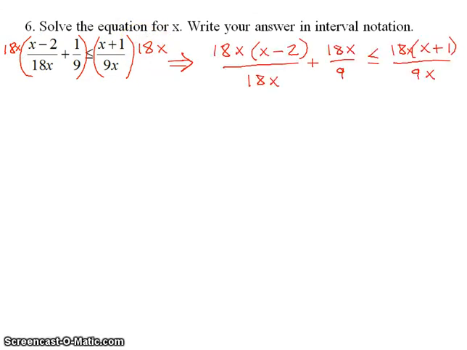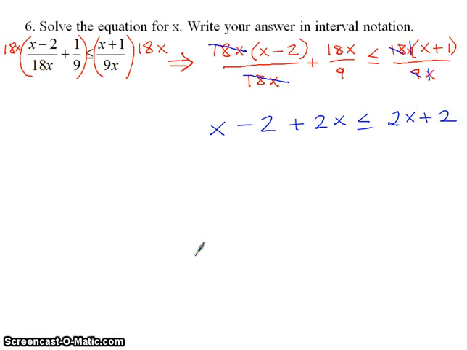Okay. So I've multiplied both sides by 18x, but I have not actually distributed in, because the whole point in me multiplying both sides was so that I could get rid of my denominators. 18x here crosses off with 18x, and I'm left with x minus 2. 18x divided by 9 is going to give me a 2x. I got rid of the denominator. 18 divided by 9 is 2. X will cross off with x. So we're left with a 2 times x plus 1, which gives us a 2x plus 2.